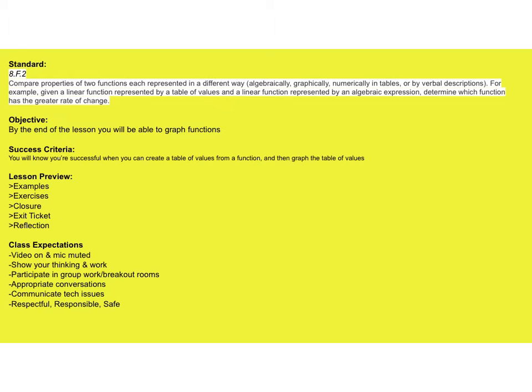Okay, we're going to start lesson 5 of module 5 today. In this lesson, you're going to be able to graph functions. You'll know you're successful when you can create a table of values from a function and then graph that table of values. You'll also be able to determine, if you're looking at a graph, if it actually represents a function or not. We're going to go through examples, exercises. We'll do our closure, our exit ticket, and later you'll do your reflection. Let's get started.